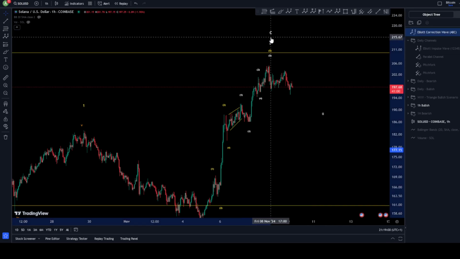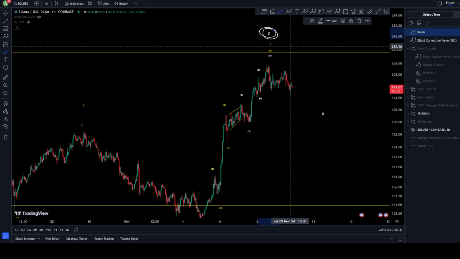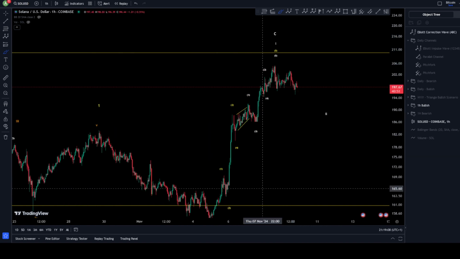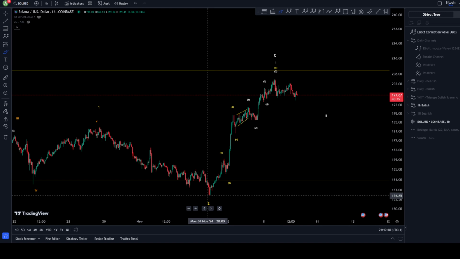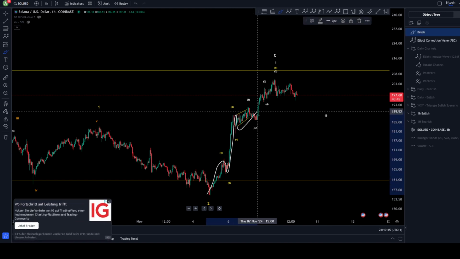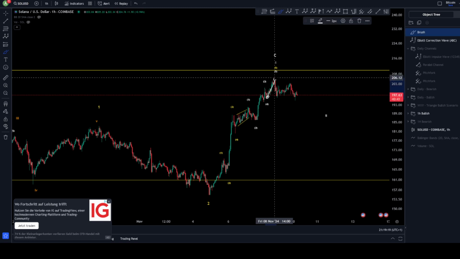So are we in a wave C? Did we top here for a wave C in a big ABC, or are we looking for continuation? Now, what I know is that was an impulse 1, 2, 3, and then 4 and 5. And the last video was exactly here, and we said we still have one more leg for your wave 5.